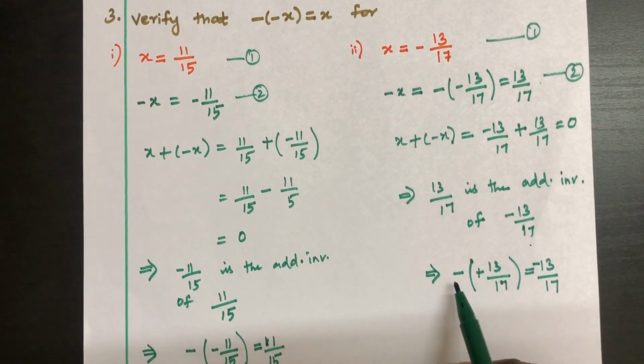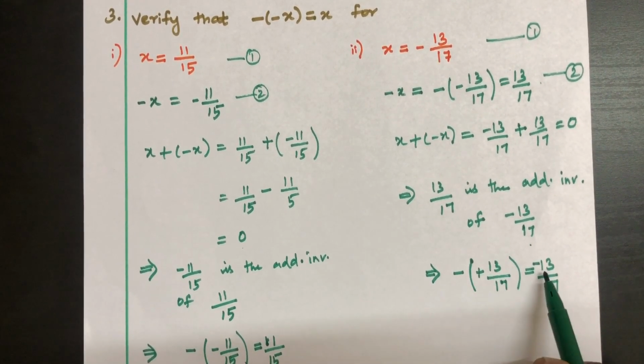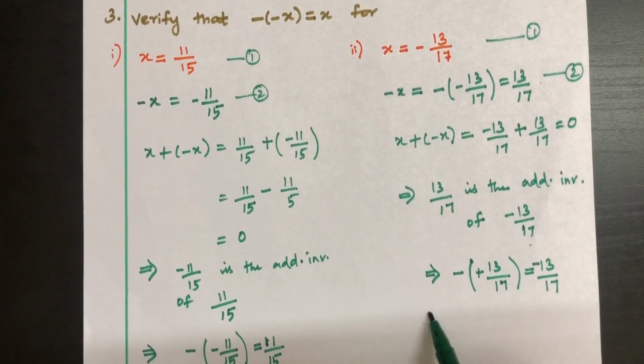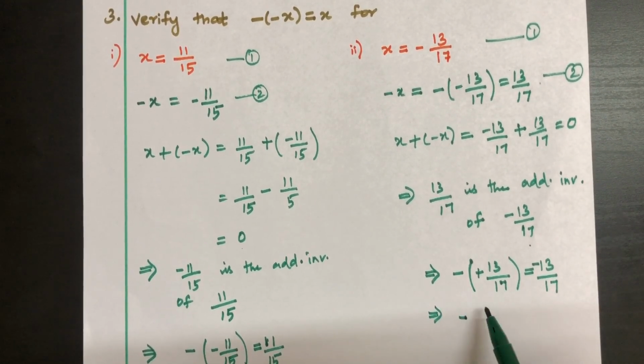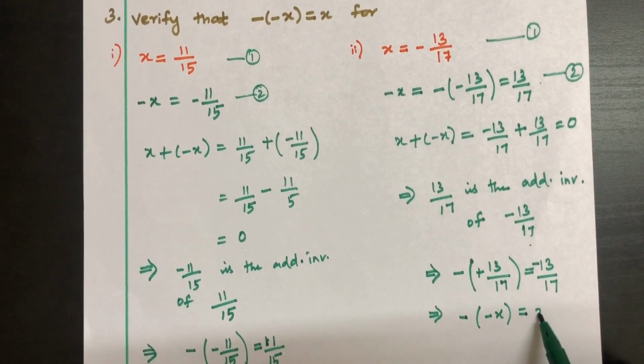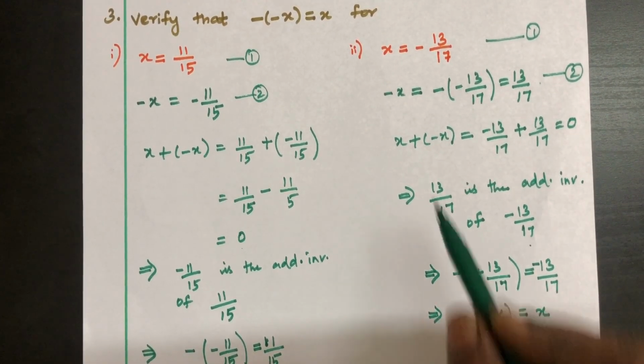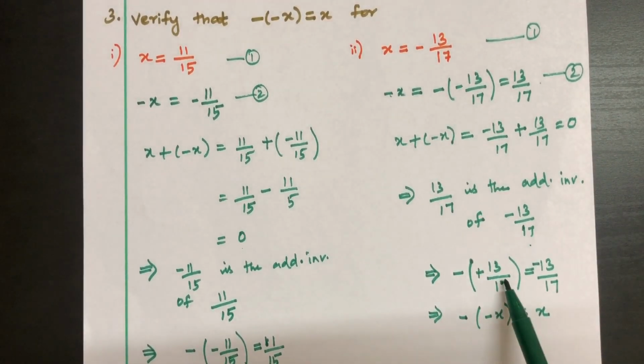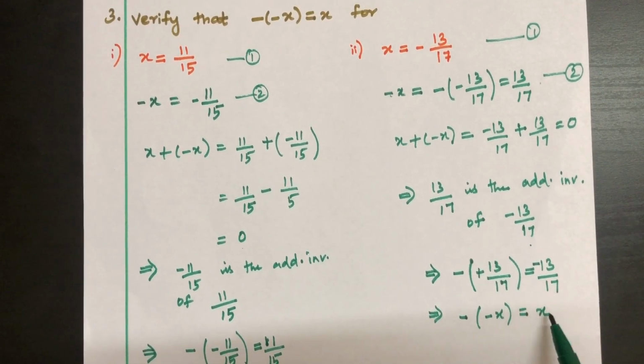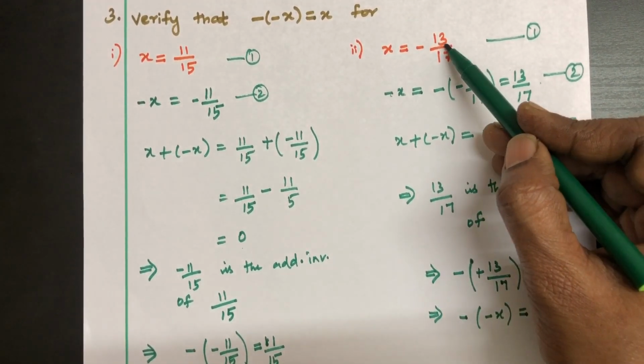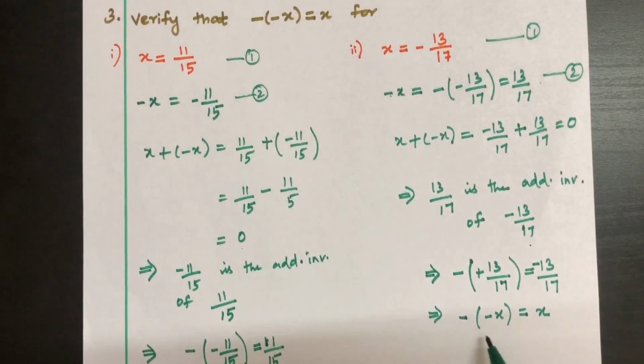This gives us minus of 13 by 17 is equal to minus 13 by 17. That means minus of minus x is equal to x. See here, minus of minus x is 13 by 17, which is equal to x. The x value is minus 13 by 17 here. So this is proved.